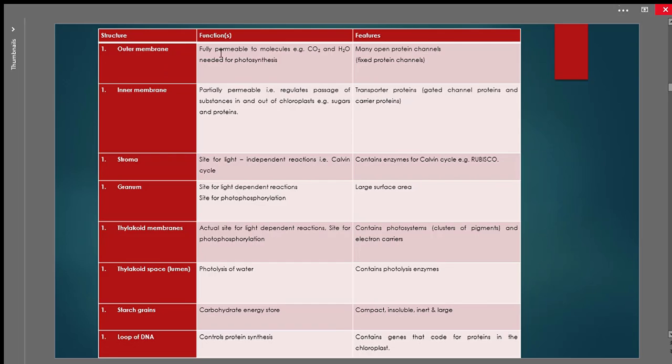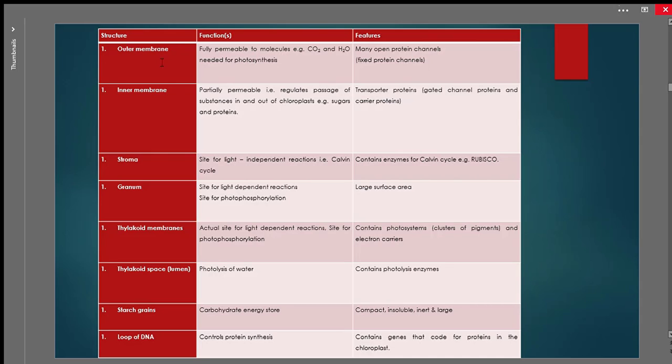Now the outer membrane is fully permeable to molecules, while the inner membrane is partially permeable to substances. And when we say it's partially permeable, it means that it is selectively permeable. It allows some substances in and out, and others are not allowed in or out of the chloroplasts, for example the sugars and the proteins. The outer membrane is fully permeable to substances like carbon dioxide and water, which are required for photosynthesis.